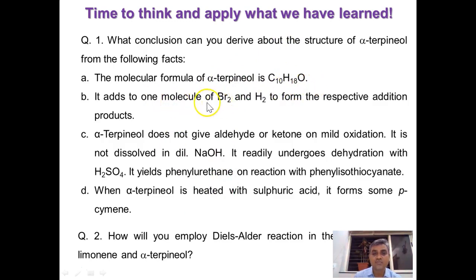It adds one molecule of bromine or hydrogen. So whatever chemical evidences and chemical facts are shown, from these evidences the student is supposed to derive the conclusion about the structure of alpha terpineol. So this is one variety of problem. Second is about the Diels-Alder reaction. It's a very attractive synthesis of alpha terpineol. It can be employed for the synthesis of limonene and alpha terpineol.